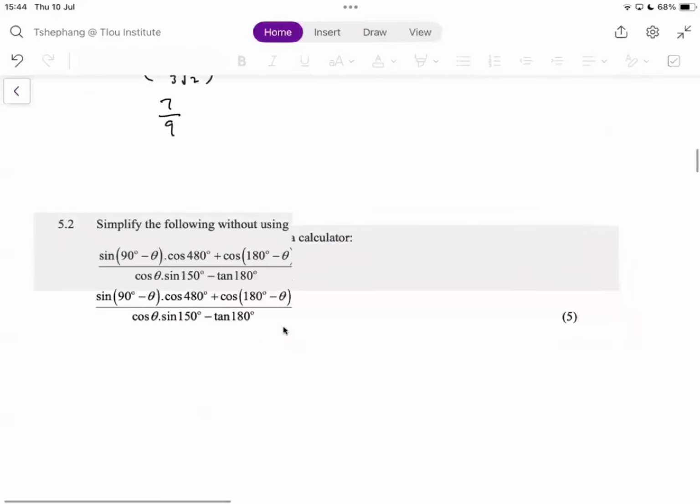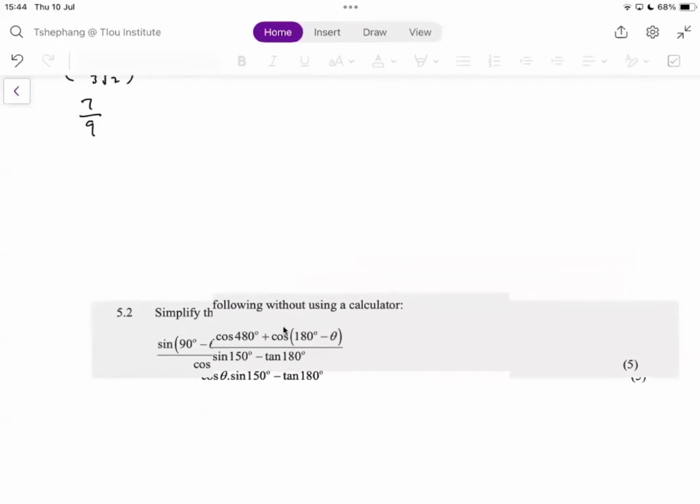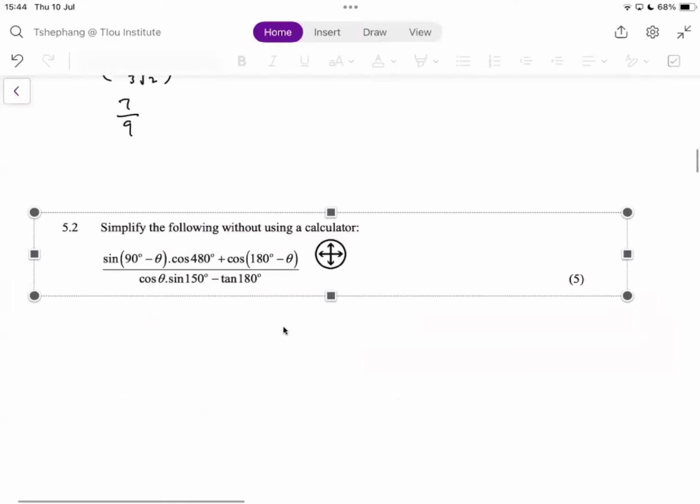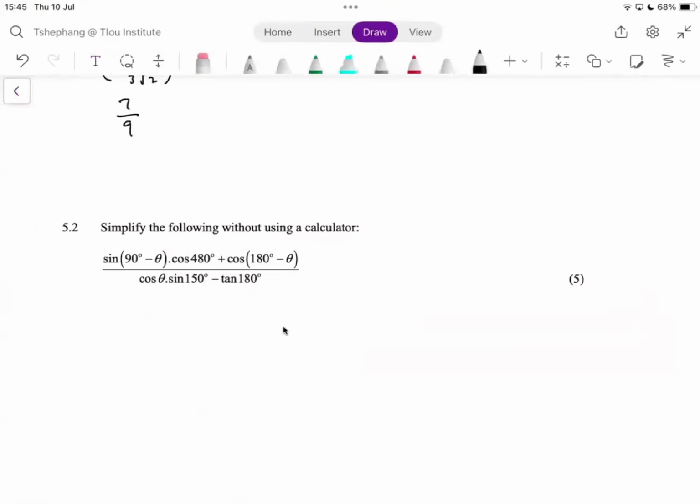All right, let's deal with this question. Sorry about that. Here we go. I'm hoping everyone can clearly see the question. Simplify the following without using a calculator. It shouldn't be a problem at all. And I'm going to write text so that you guys can see where you're going to get your marks. Right. Now let's address something.